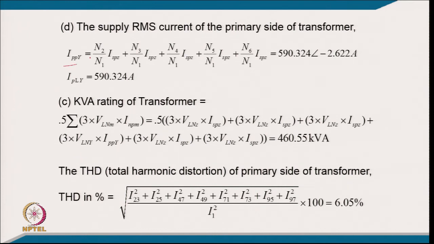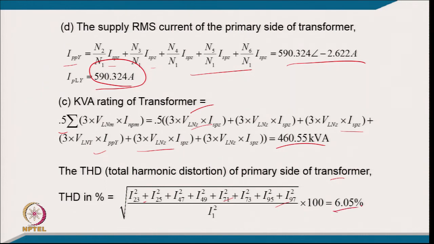So, now getting the primary current in star, you have the current from all the secondary windings reflected to primary with the proper phase shift, and you get this current corresponding to 590.324 ampere. And for the kVA rating, you have to take the VA of all the windings, putting in their respective values, and divide by 2. So, you get 460.55 kVA. For the THD, you have to put in all the individual harmonics which are there, because it is typically a 24 pulse. So, the lowest will be 23, and you have to consider the dominant only. So, it comes to 6.05%.